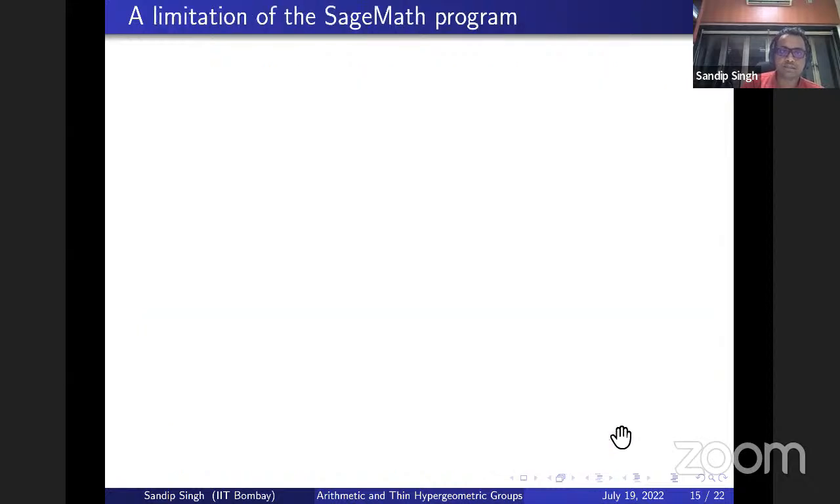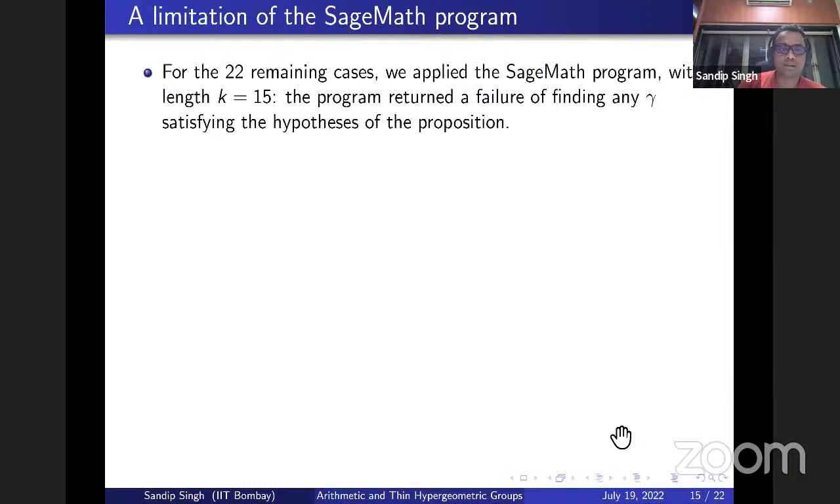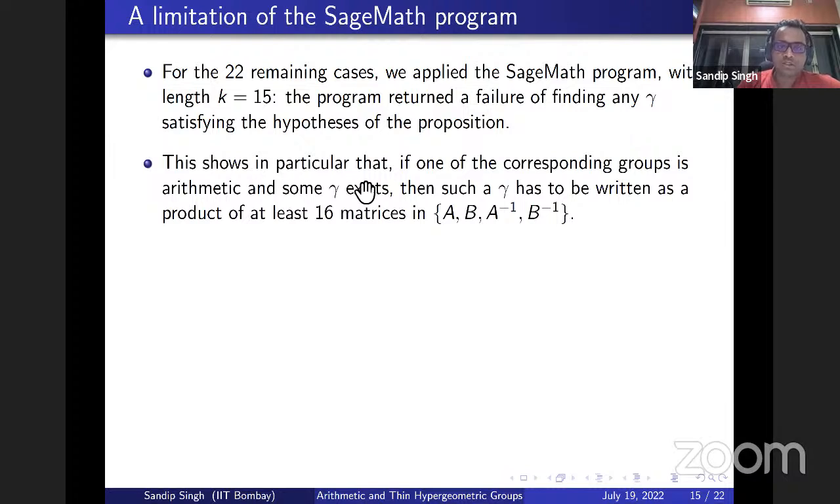Here is a limitation of the SageMath program. For the 22 remaining cases, we applied the SageMath program with the length k equal to 15. This k determines the length of that particular word. The program returned a failure of finding any gamma satisfying the hypothesis of the proposition. This shows in particular that if one of the corresponding groups is arithmetic and some gamma exists, then such a gamma has to be written as a product of at least 16 matrices in A, B, A inverse, B inverse.